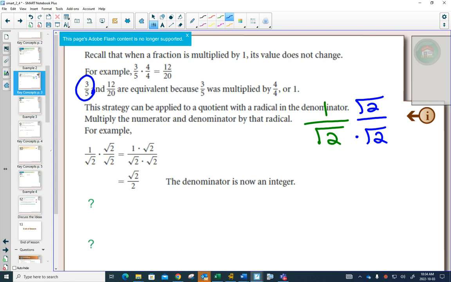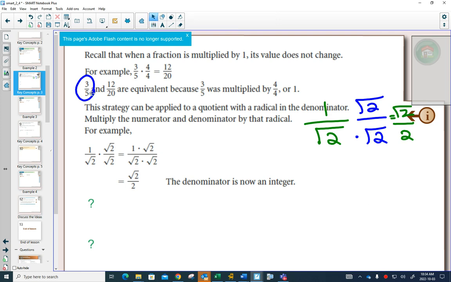Technically, if I multiply by the square root of 2 over the square root of 2, I'm multiplying by 1, just a fancy looking 1. And I'm just changing what the fraction looks like, not what the fraction is equal to. So now when I multiply the bottoms, I'm going to get root 2 times root 2. That's just going to be root 4, which is 2. And the top is going to be root 2.